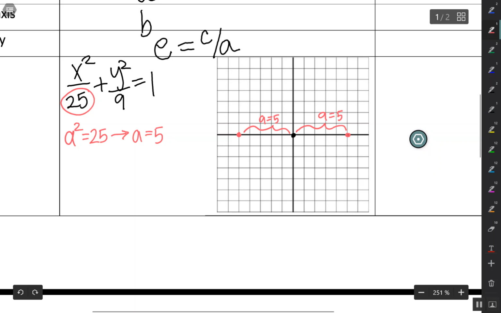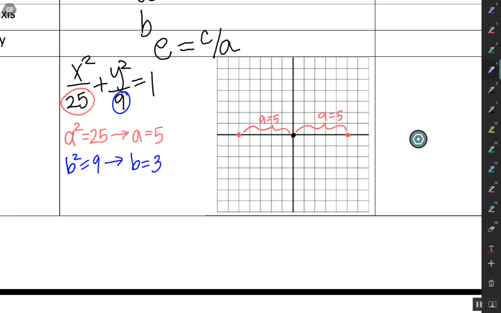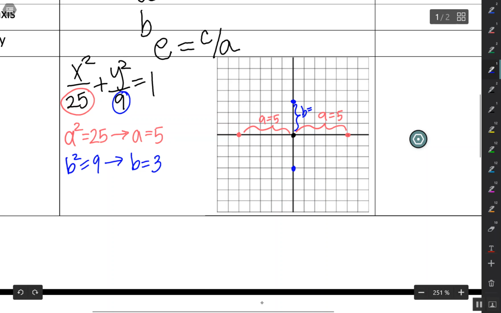Now we're going to use b. So b squared is 9, which tells me that b is 3. Since b is underneath the y, I'm going to go up and down 3. 1, 2, 3. 1, 2, 3. Always counting from the center. So there's our b equal to 3. And from here you can draw the ellipse.